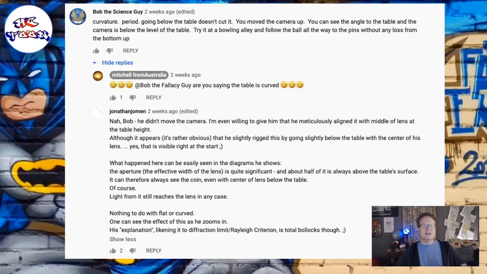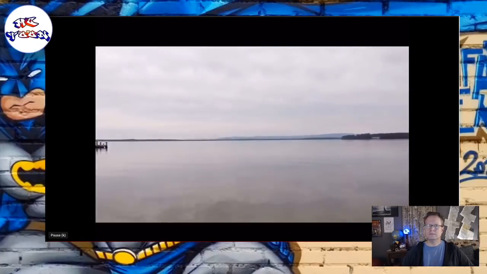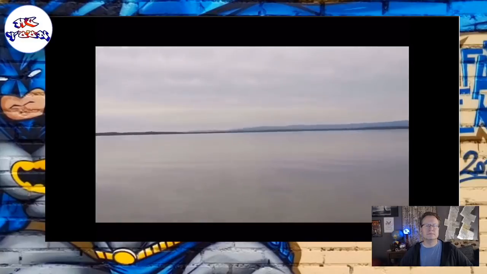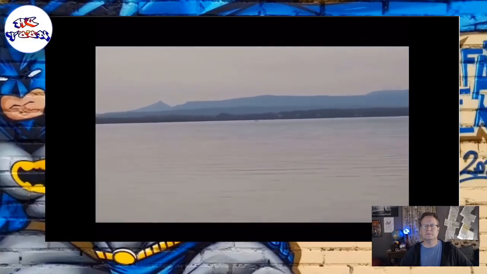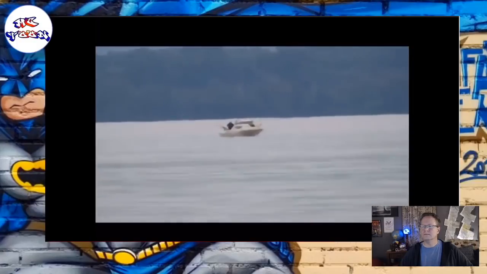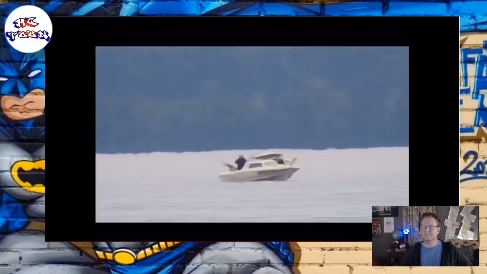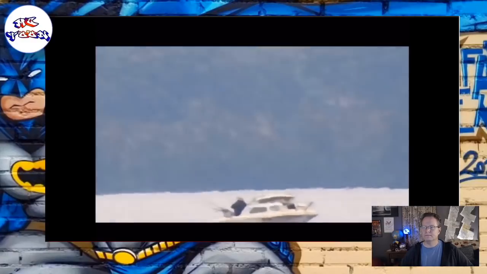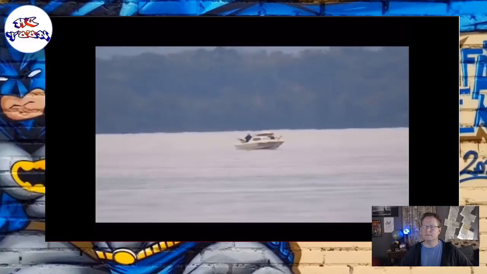One can see the effect of this as he zooms in. His explanation, likening it to diffraction limit or Rayleigh criterion, is total bollocks, though. So let's return to the part of the video where he's looking at the boat over water. This is a common observation by most people with a zoom camera of seeing a boat disappearing bottom up. But as you can see, it's definitely not going to be due to Earth curvature, as the horizon is still far in the distance.